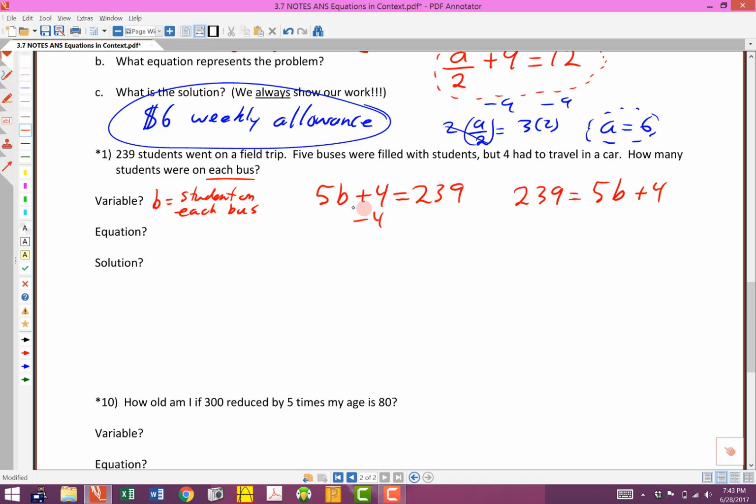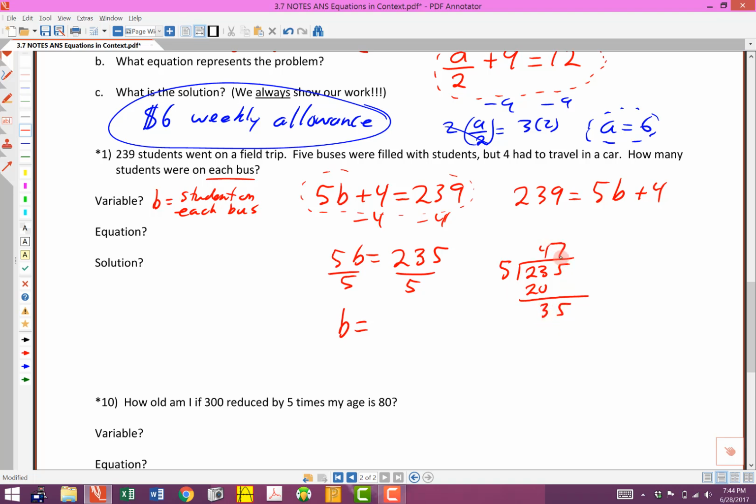But again, we've declared our variable. We've got the equation that represents the problem, and now we're going to go through and solve. So we end up with 5b equals 235. We're going to solve that one-step equation by dividing by 5, so we get b equals, and then if we have to do a little bit of work off to the side, that's totally okay. 5 into 235 goes in 47 times.